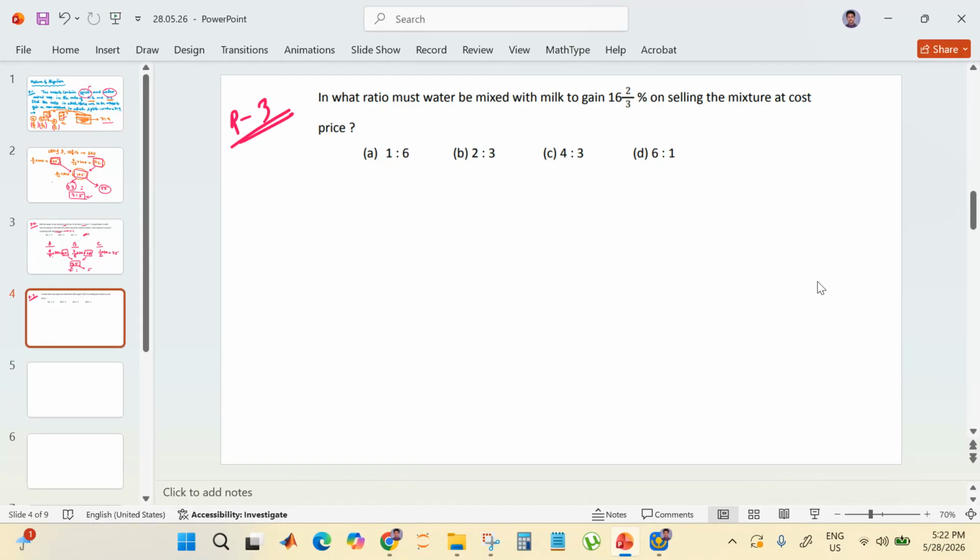So these two parts you have to add to gain 16 whole 2 by 3% on selling the mixture at cost price. That means what is the cost price of the milk? You can take it as 100. And what is the cost price of the water? It is 0, because water you cannot take with money. You just take it and mix it in the milk to gain some profit. So think over it and try to do it yourself first, then I will start discussing.